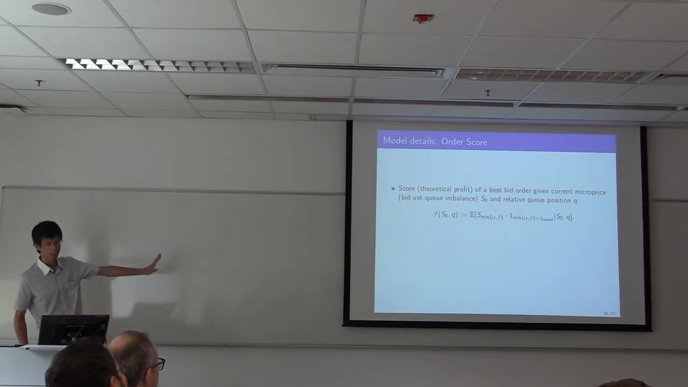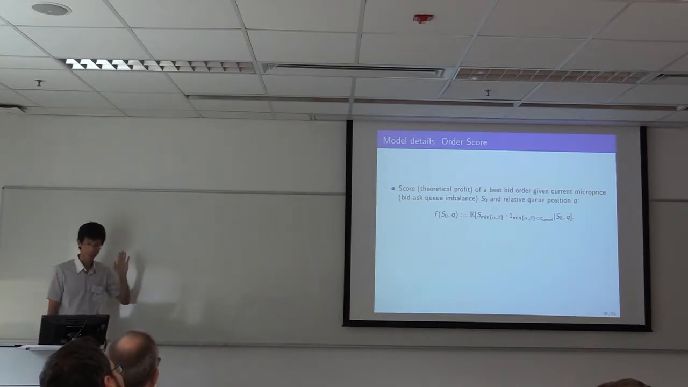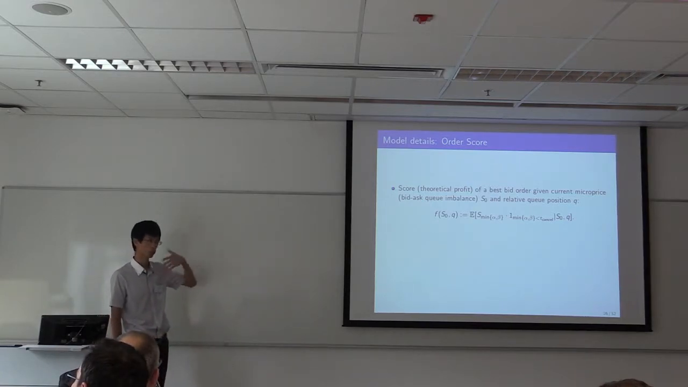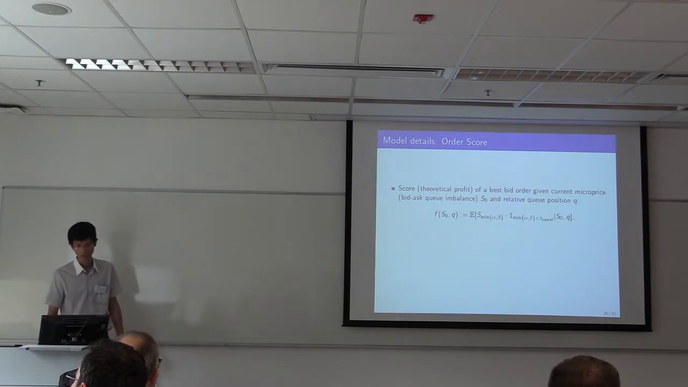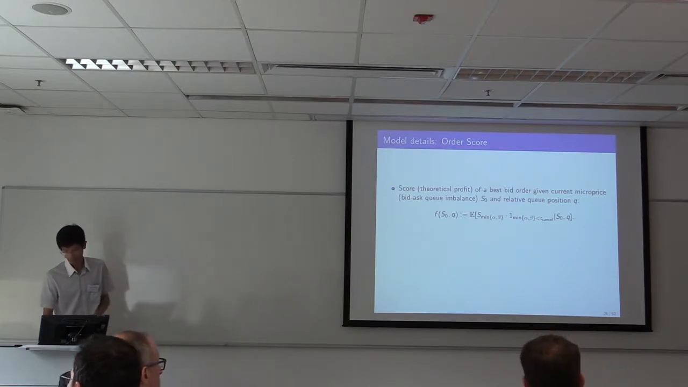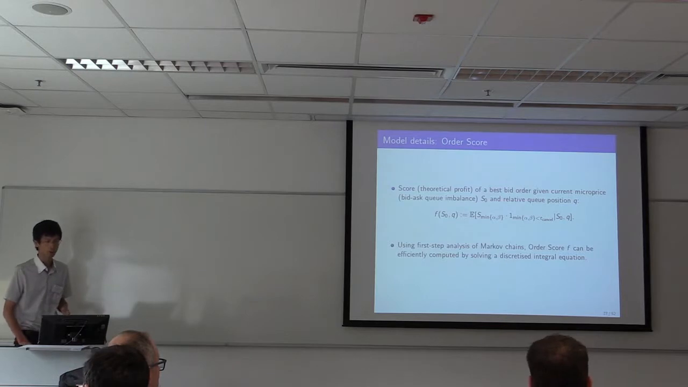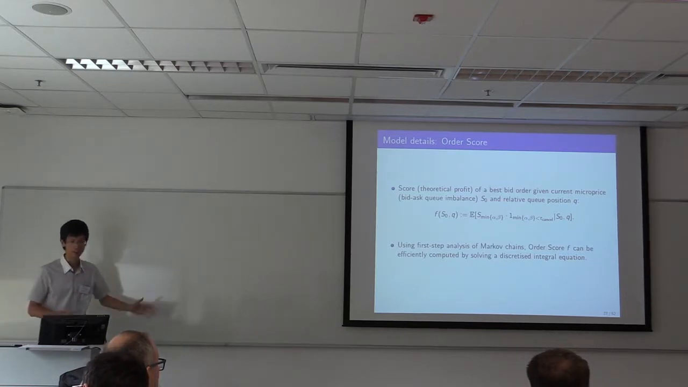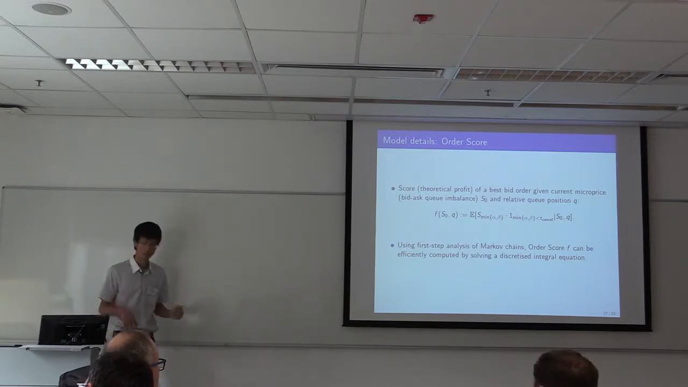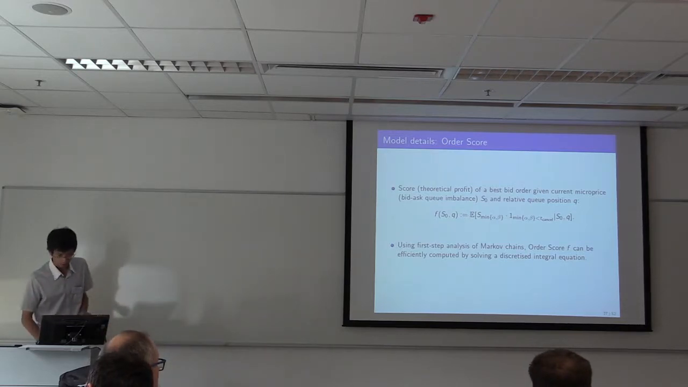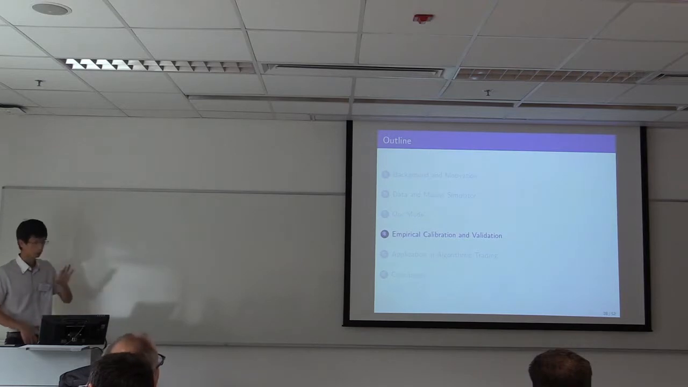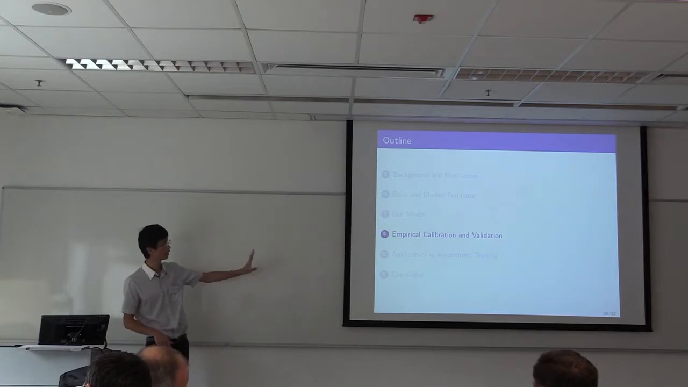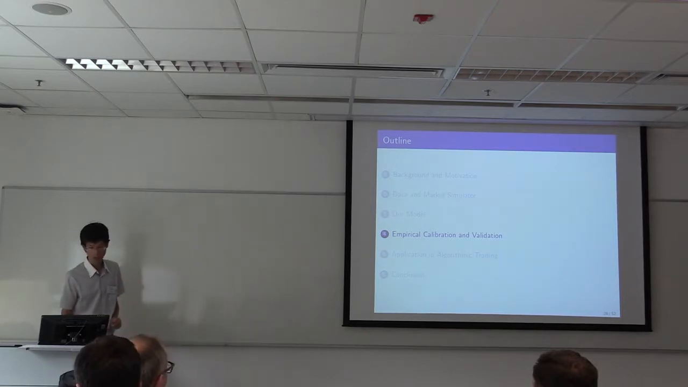Because we have the Markov chain model for the macroprice, and we have defined these alpha and beta through hitting times of the Markov chain, one can easily compute this order score using a first step analysis of the Markov chain, and you can compute it very efficiently by solving a discretized integral equation. I'm not going to give you the formulas, but this is very easy to do. Next, I'm going to move on to talk about empirics.